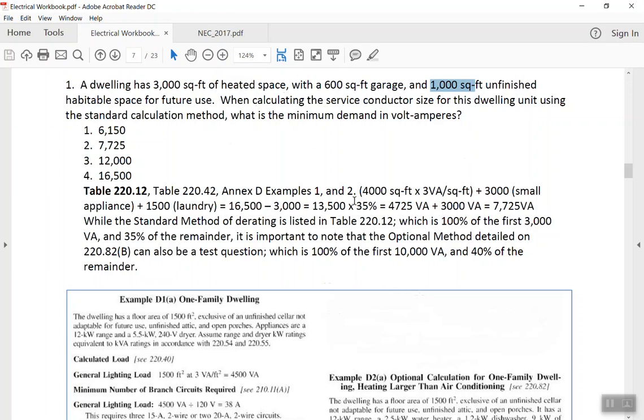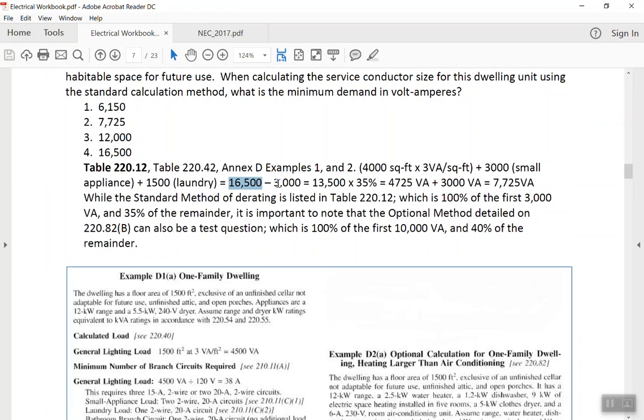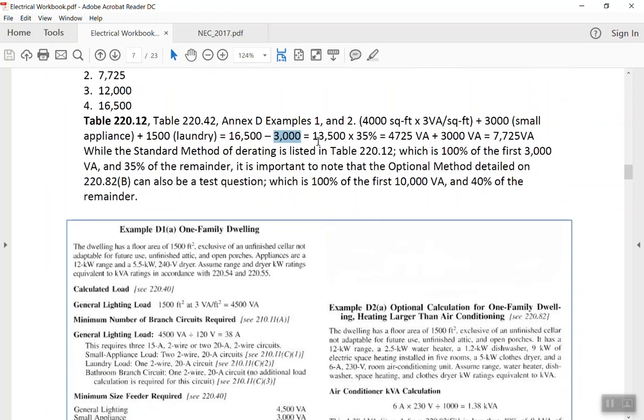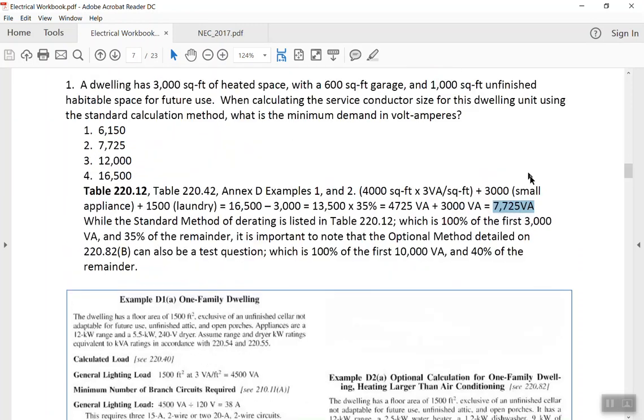So down over here, if we're looking at the math, wouldn't it be 4,000 square feet times 3, right? That gives us 12,000, and then we got to add 3,000 for the small appliance, 1,500 for the laundry, and that gives us the 16,500. Subtract 3,000. That's our non-derated portion, giving us the 13,500. Multiplied by 35% gives us 4,725, and that needs to be added back to our non-derated portion of 3,000, and you get the total load for just the required circuits by the NEC of 7,725 volt amperes. And notice there's no range, no dishwasher, no clothes dryer and heating and all that. This was just based on the square footage.